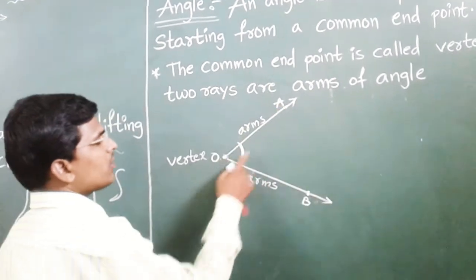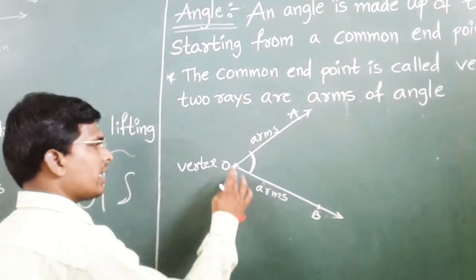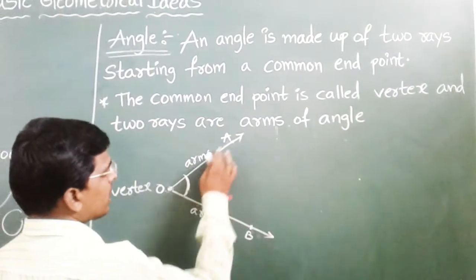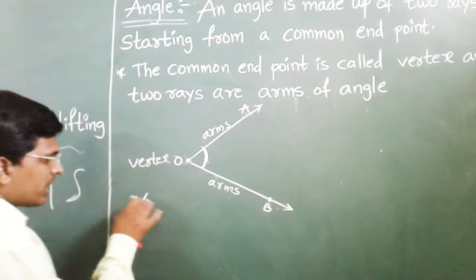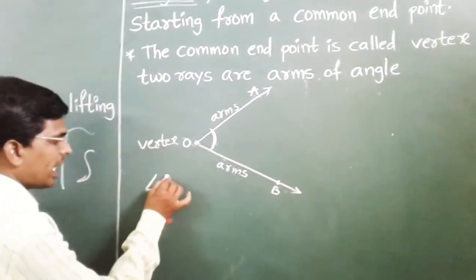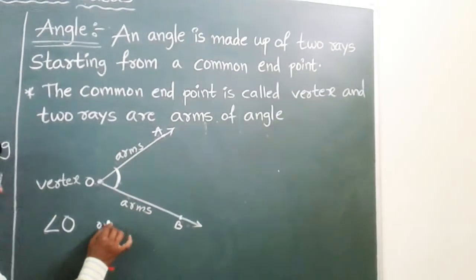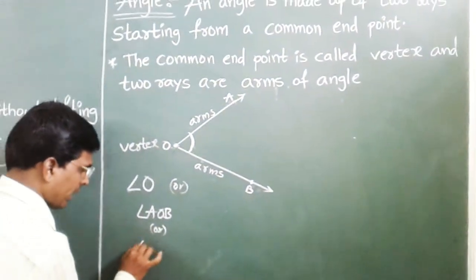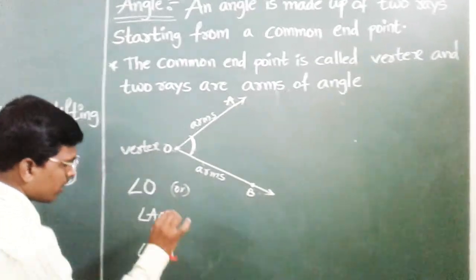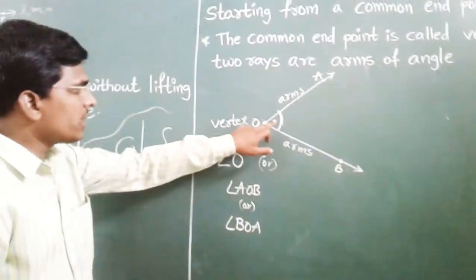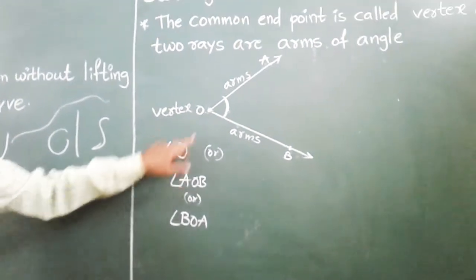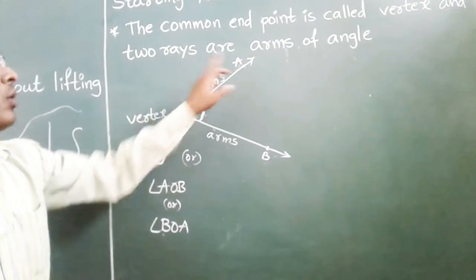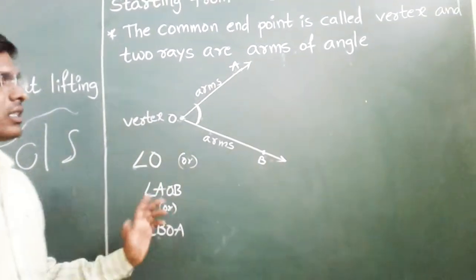The rays OA and OB are known as arms: arm OA, arm OB, otherwise you can say ray OA or ray OB. And this is the angle. We can write this angle as angle O, or otherwise angle AOB or angle BOA. All three are correct. This is the representation of an angle.